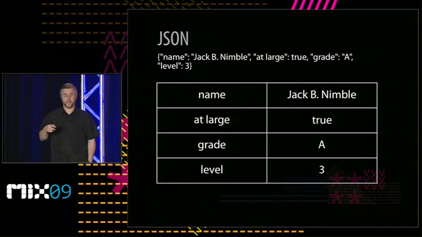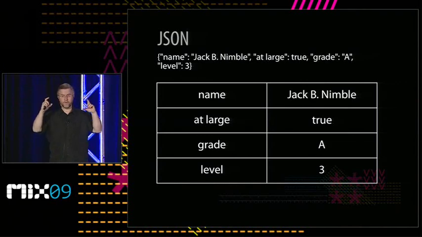JSON, JavaScript Object Notation, which is really part of JavaScript, is a way you can define in a string, in essence, a data structure. Two data structures, basically your objects and arrays. So here what I've done is I've created an object, and the curly braces signal that I'm creating an object, and the name field is set to Jack B. Nimble, and then at large is set to true, and grade is set to A, and level is set to 3. And I've done that in a very terse format, right?